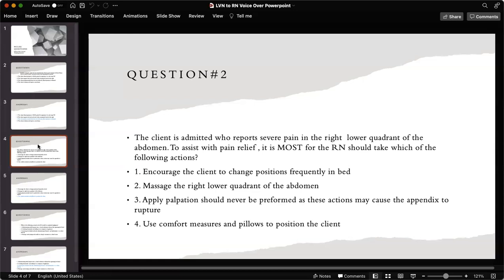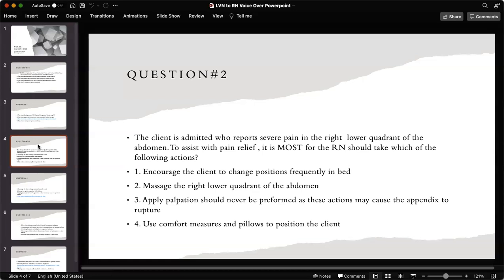Number 1, encourage the client to change positions frequently in bed. That would be implementation. Number 2, massage the right lower quadrant of the abdomen. That would be implementation. Number 3, apply palpation, implementation. And number 4, use comfort measures and pillows, implementation. Then we're going to move on to Maslow's, physical versus psychosocial.